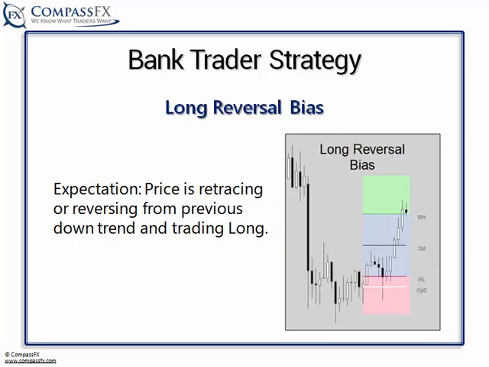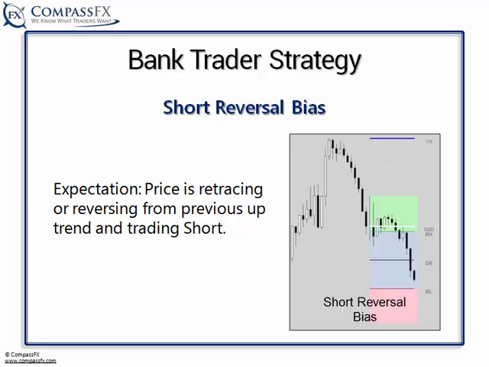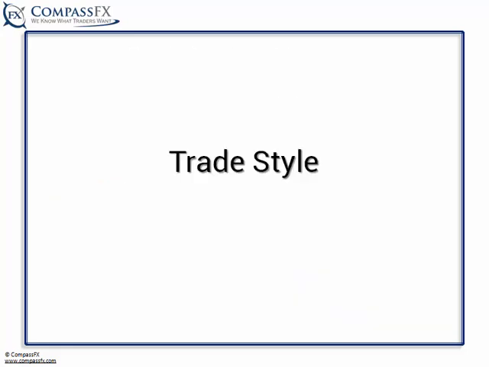Then we have the long reversal bias. Now, the expectation here is a reversal from a previous downtrend, whether that is a retracement in the market or a true reversal. Whereas the short reversal bias is where we've been in an uptrend and now price is reversing and going short, opposite of the previous uptrend. So we expect continuation in the short direction.